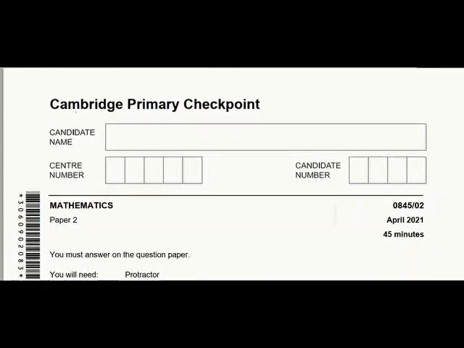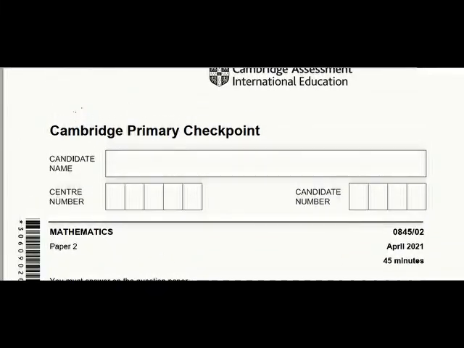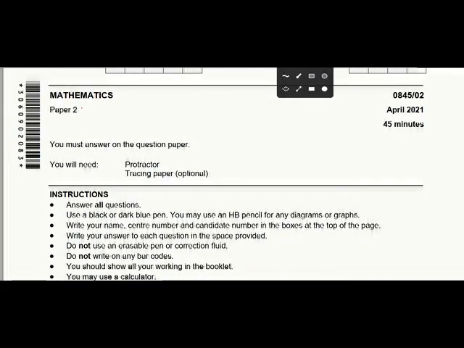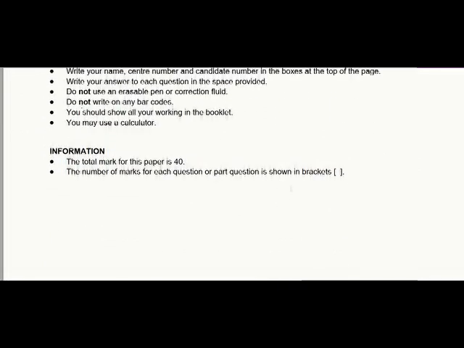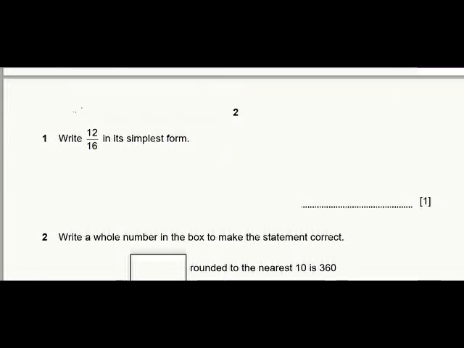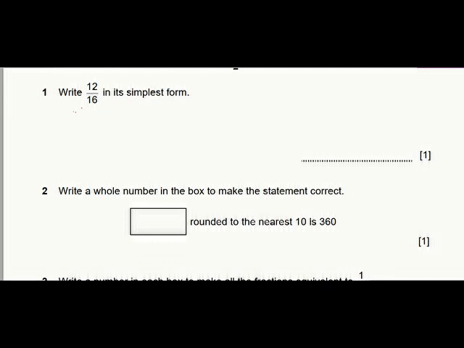So this is the Cambridge Primary Checkpoint for Math for the year 2021, April edition. So it is just very fresh, just from the oven. In this one, it says you may use a calculator. However, it is important to keep in mind we don't want to use it as much as possible. So we are going to begin with the first one.